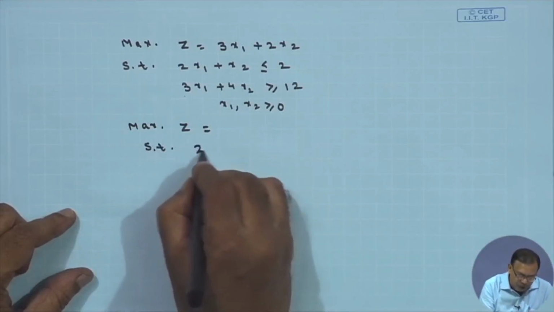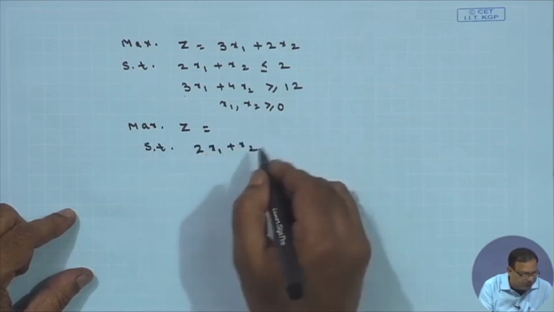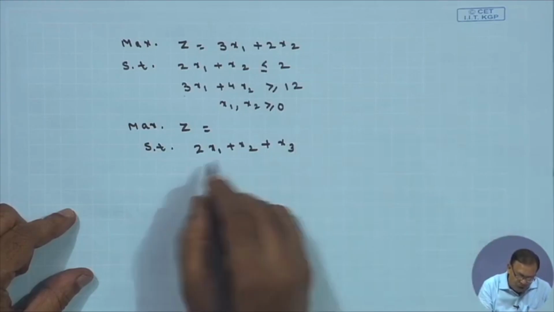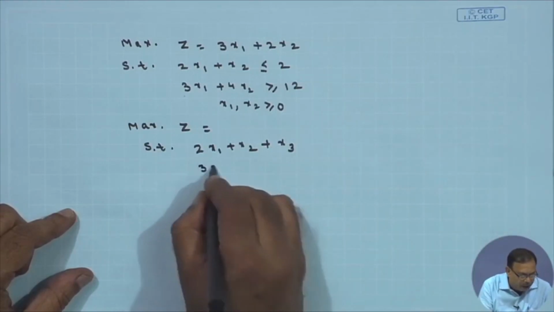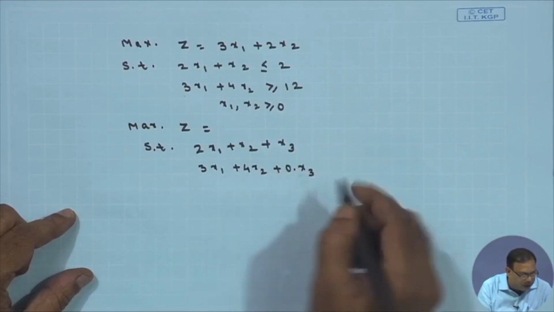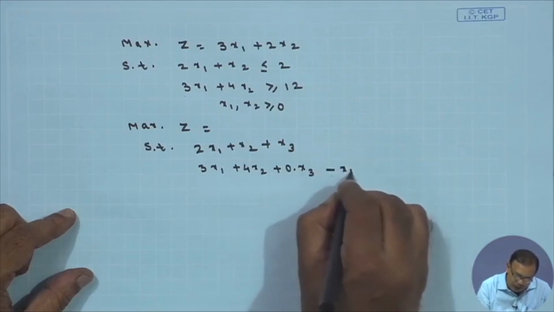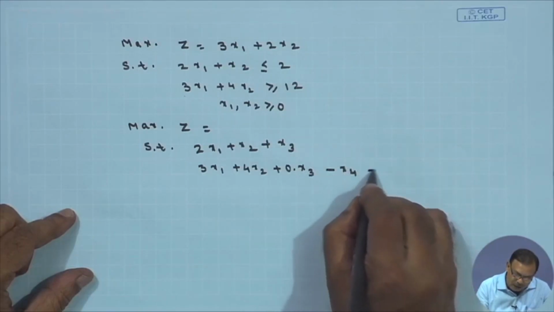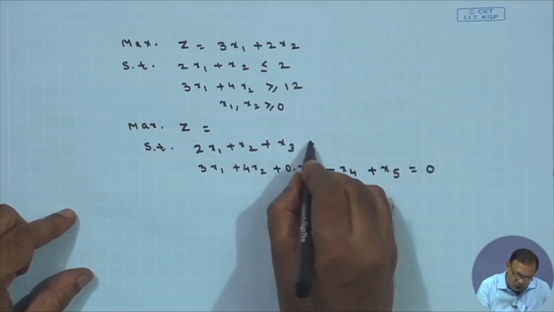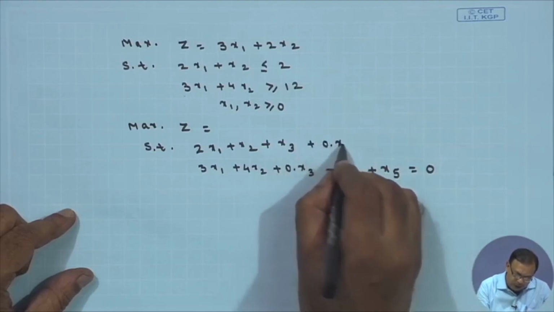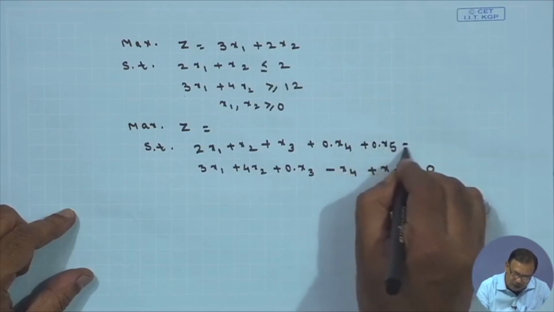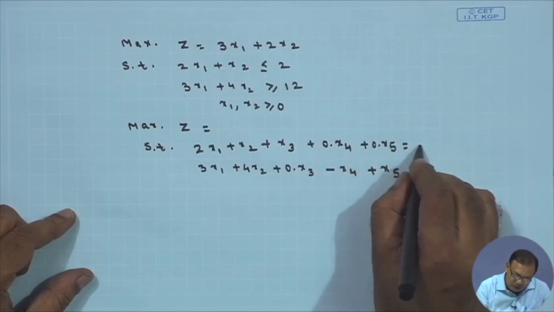Subject to 2x1 plus x2 plus x3. I will write the right side later, whereas 3x1 plus 4x2 plus 0 into x3, and I have to add one slack variable plus one artificial variable, this will be 0. So that the coefficient of the slack variable and the coefficient of the artificial variable in the first constraint is equal to 2.